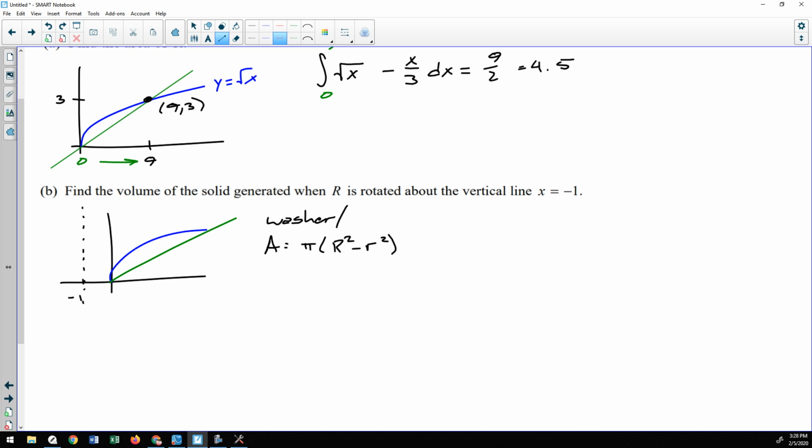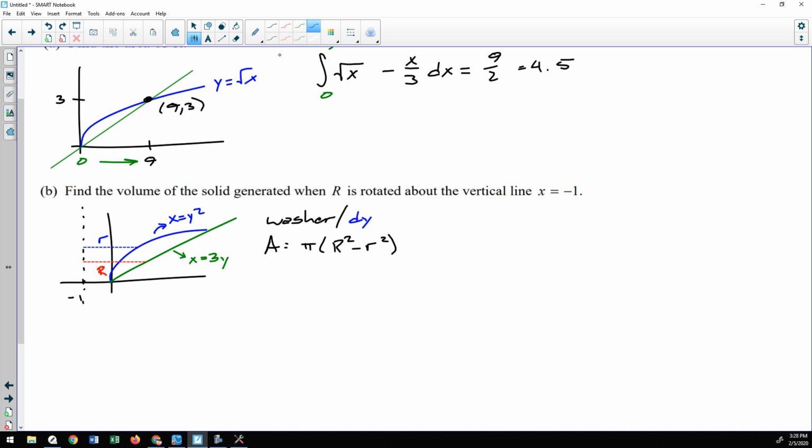So my axis of rotation is over here. To measure the big radius, we're going to go from the axis of rotation to the far boundary, and my little radius is going to go from the axis of rotation to the near boundary. So there's going to be my little radius. Both of these radii are perpendicular to the y-axis. That makes this a dy problem, which means all equations have to be in terms of y. So if y is equal to the square root of x, x is equal to y squared. If y is equal to x over 3, then x is equal to 3y. You have to have your equations in terms of y.